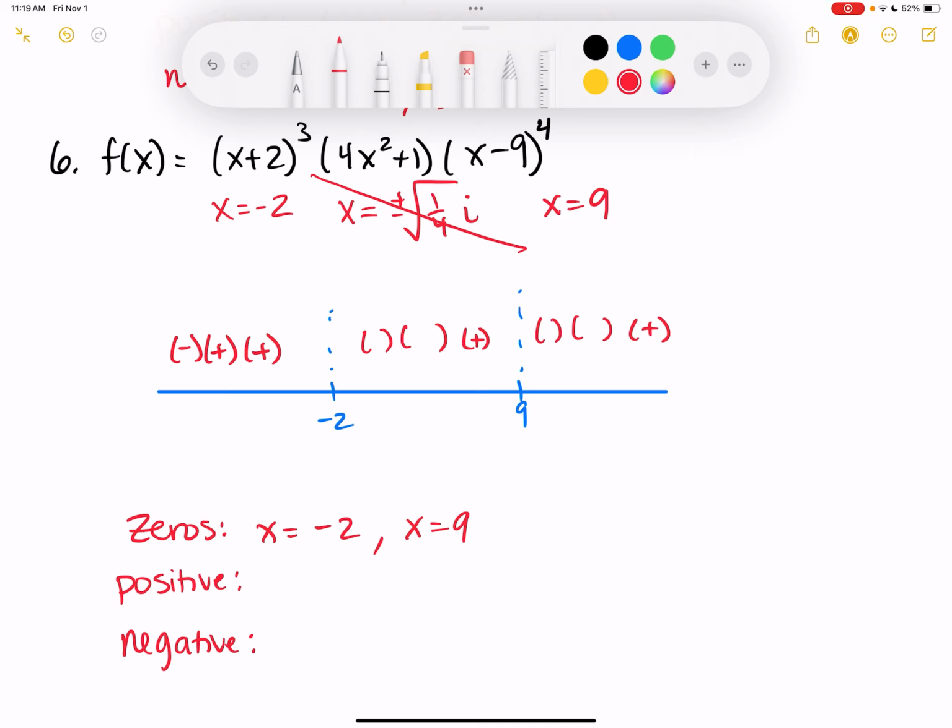All right, what number am I choosing here? 0. When I plug in 0, what is this? Positive. Positive. What about this one?